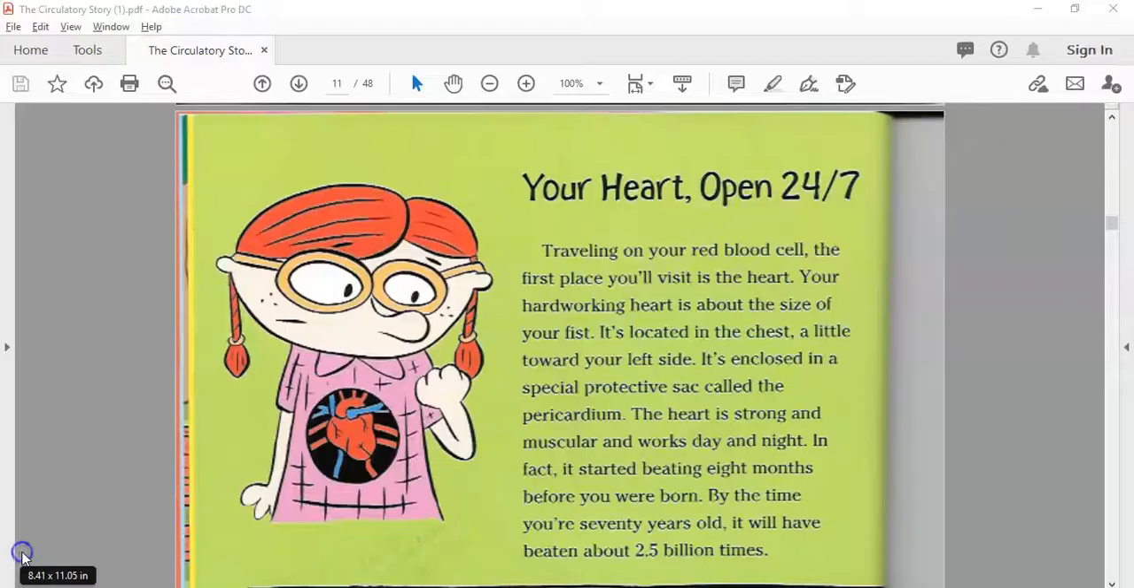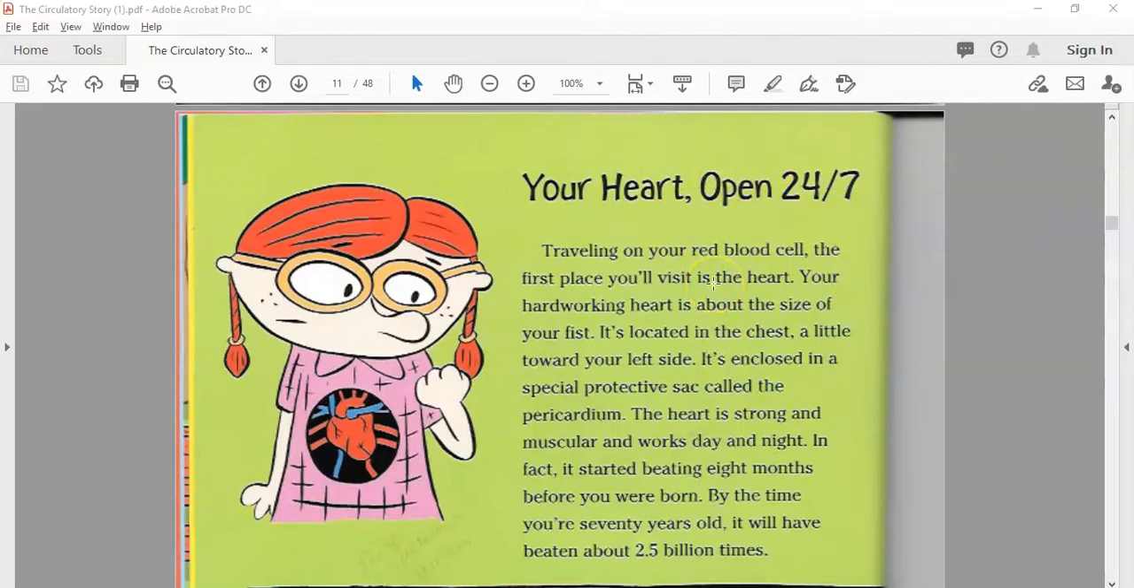Okay, boys and girls, so this next section, as you might have guessed by the word atrium, we're going to be talking about the heart. So this next section is labeled Your Heart Open 24/7. So we can already start analyzing that the whole section is going to be about the heart. And what does it mean by open 24/7? That means it never stops.